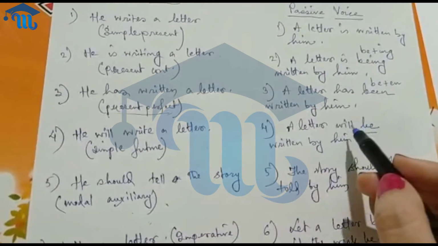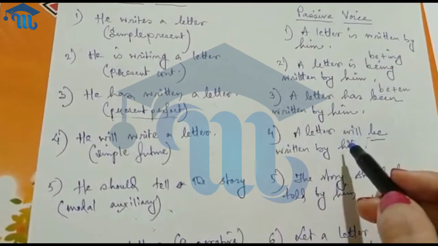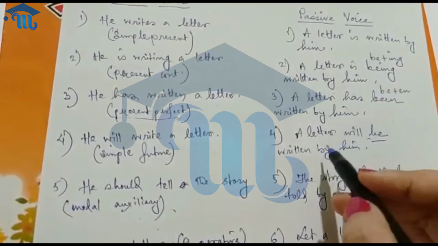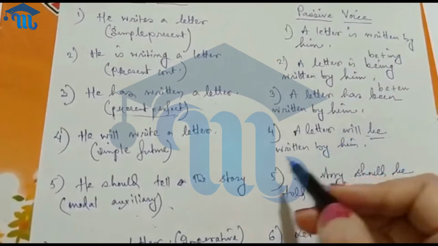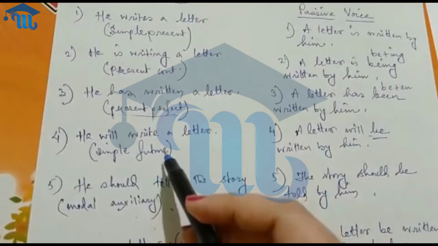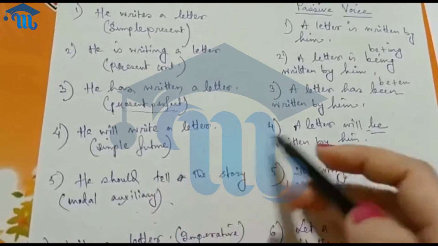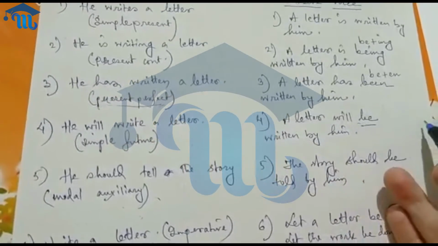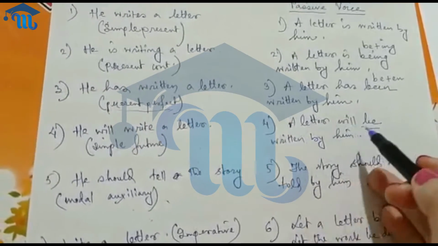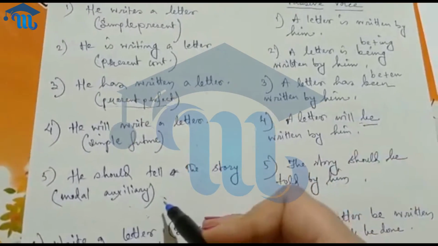"Be" comes in between the auxiliary and the main verb in case of passive voice in future tense. So, what will happen in future continuous? "He will be writing a letter." "A letter will be being written by him."